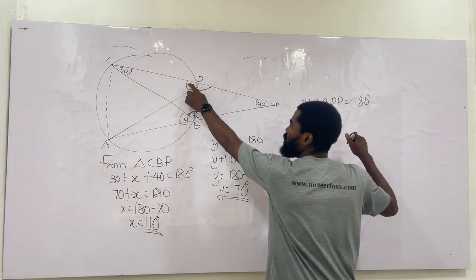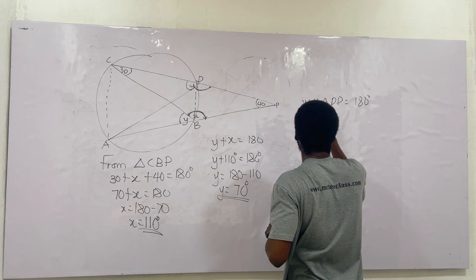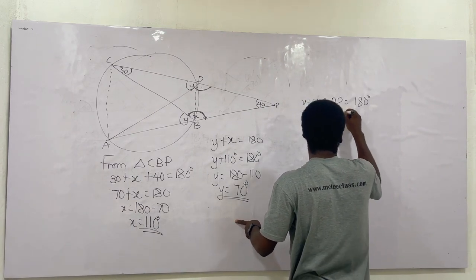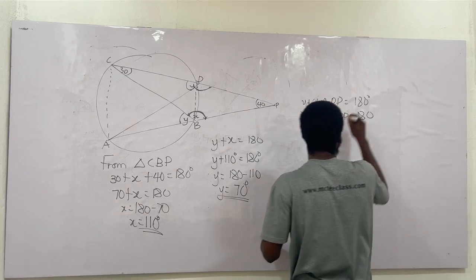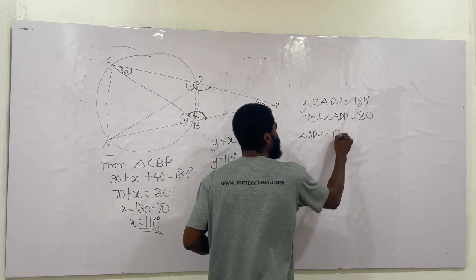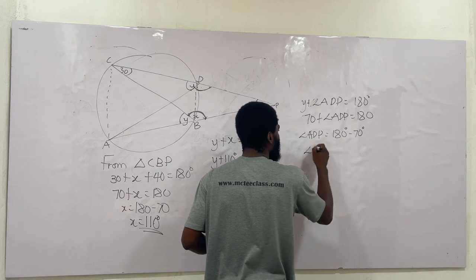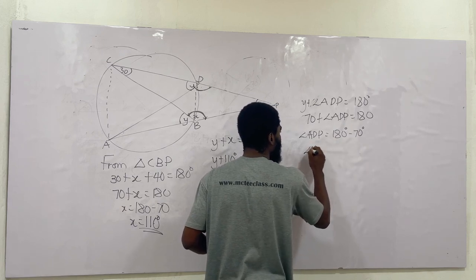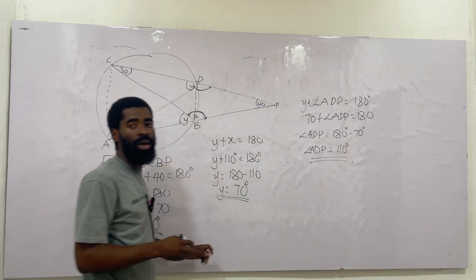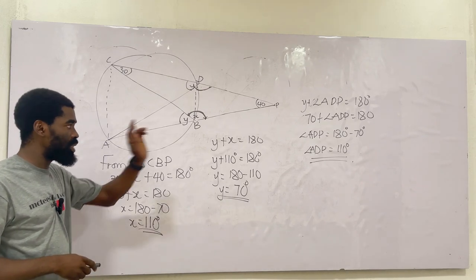I hope you get the point I'm making. This Y plus this angle here equals what? 180. So I'll get Y, which is 70, plus angle ADP equals what? 180 degrees. I'll get the angle ADP equals 180 minus 70 degrees. And the angle ADP equals 110 degrees. Very, very important. Hope you get what I'm saying here. Yeah, so this is very, very important.